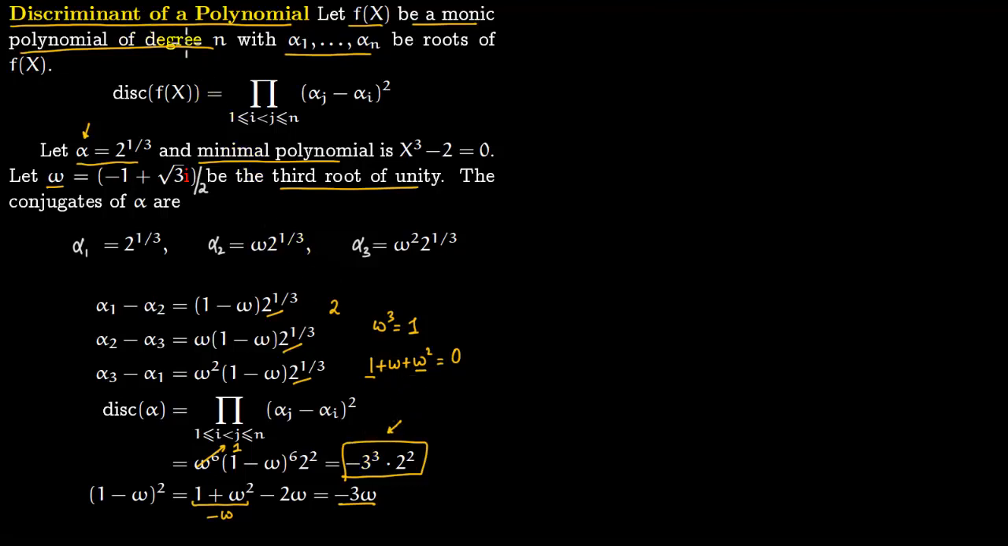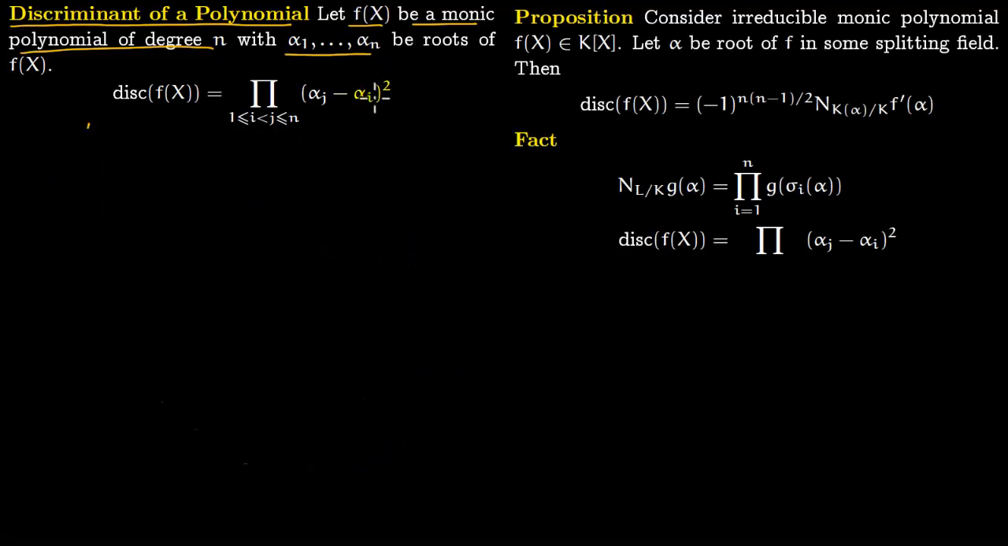Now we will give the discriminant of a polynomial through a different method. A different form of discriminant is given by this proposition. Consider an irreducible monic polynomial f(x) with coefficients in the field k, and let alpha be a root of f in some splitting field. Then the discriminant of f(x) is given as minus 1 to the power of n(n minus 1)/2, times the norm of k(alpha) over k. We are adjoining alpha to the base field k, and then you take the derivative of f evaluated at alpha.